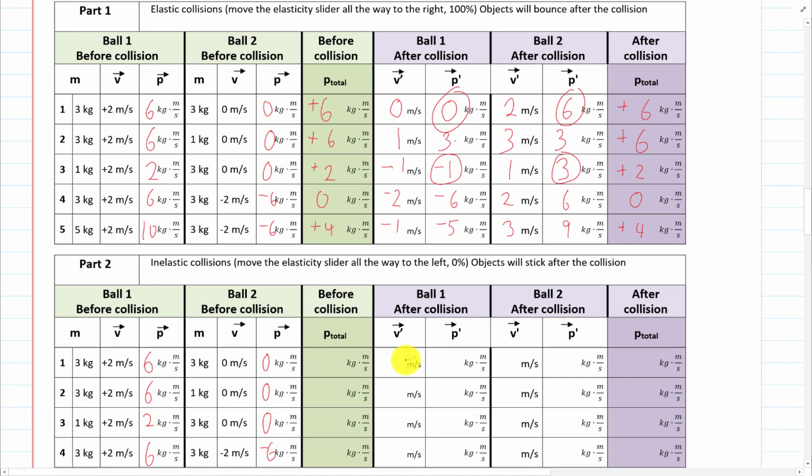So they both went off at 1. That made it 3, and this guy had 1. That's 3, and 3 and 3 is 6. Even though they stuck together, it still stayed the same. So let's go 3, 2, and 1. And let's see if we can predict what's going to happen. Total is 6, total is 2.